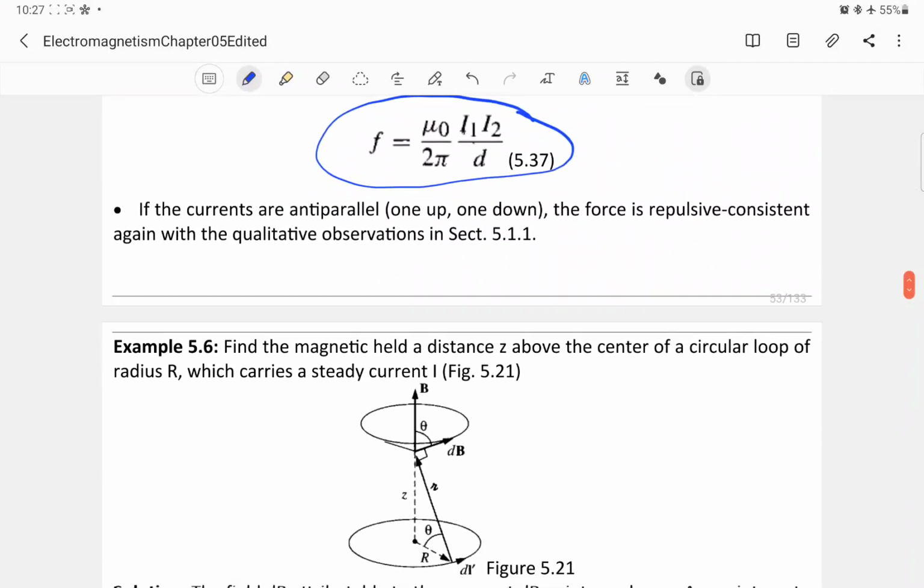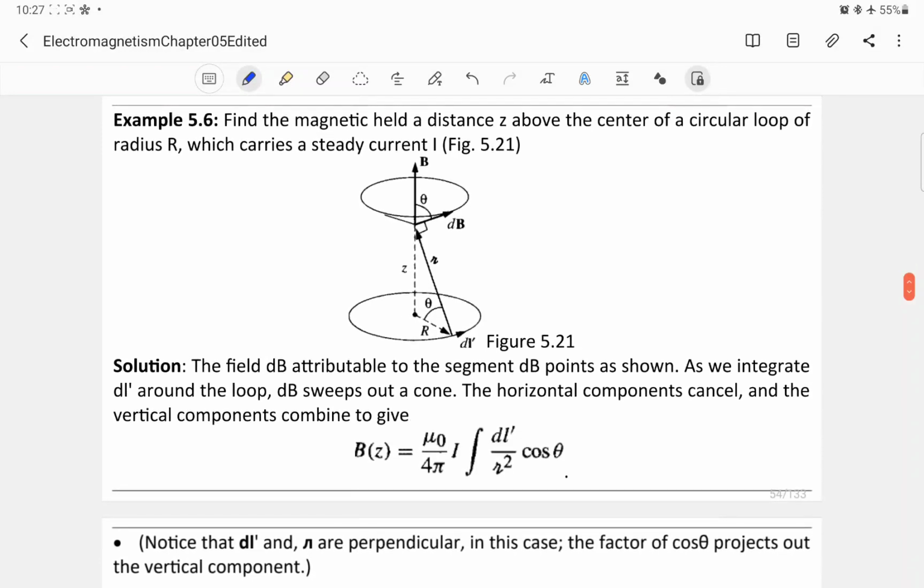Okay, and now let's go to example 5.6. Find the magnetic field a distance z above the center of a circular loop of radius r, which carries a steady current I. So here you have two loops, but the loops have different radii, and you're going to find a magnetic field a distance z above the center of a circular loop of radius r here.